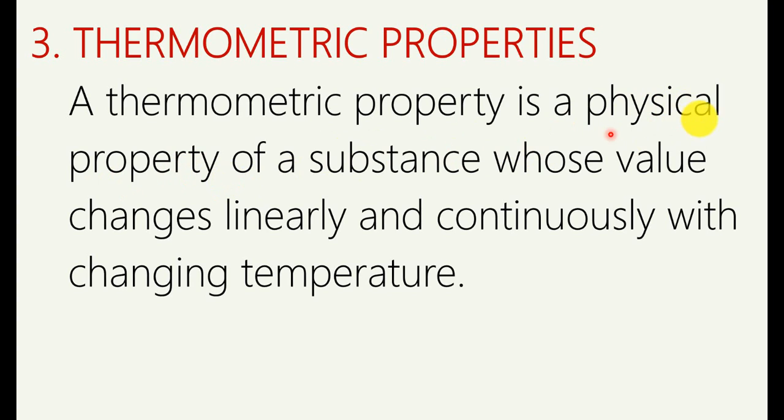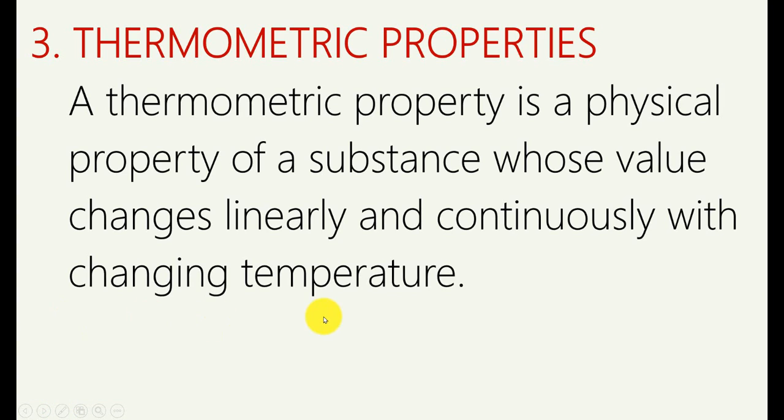Actually, we are calling it a physical property, or you can call it a physical quantity, whose value changes linearly and continuously with the changing temperature. That's what we call a thermometric property. A physical quantity or a physical property of a substance whose value changes linearly and continuously. You can say uniformly and continuously with the temperature, or with changing temperature. That is what we call the thermometric property.